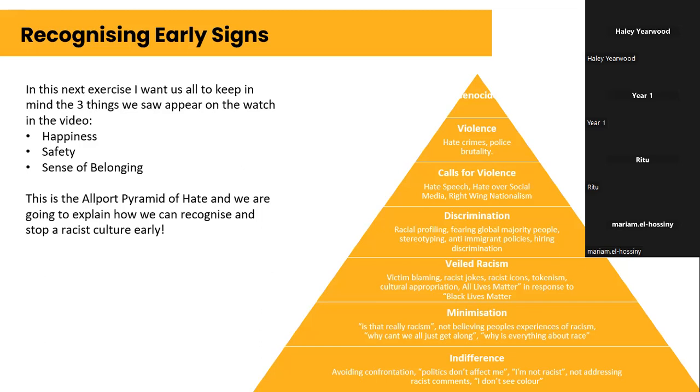Veiled racism is victim blaming, racist jokes, tokenism, cultural appropriation, and saying all lives matter in response to Black Lives Matter. And then discrimination is racial profiling, fearing global majority people, stereotyping, anti-immigrant policies, which we're seeing at the moment in the government, and hiring discrimination. And then we have calls for violence, which is hate speech, hate over social media, and right-wing nationalism. Violence is above that, and that's hate crimes and police brutality.